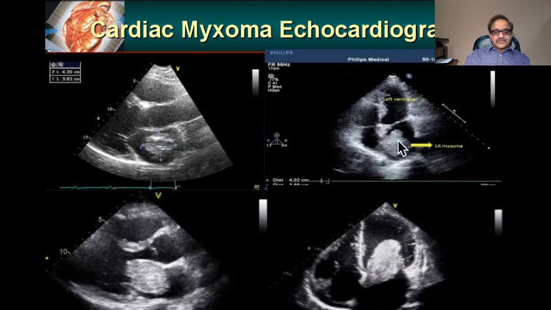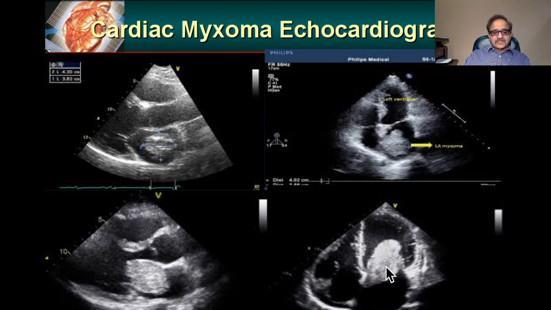This is the four chamber view in systolic frame. This is the mitral valve closed during systole. This is the tricuspid valve, and this is the tumor within the left atrium during systole. In diastole, the tumor has moved into the left ventricle and has led to obstruction of the mitral valve. So this shows the mobility of the atrial myxoma with each cardiac cycle.